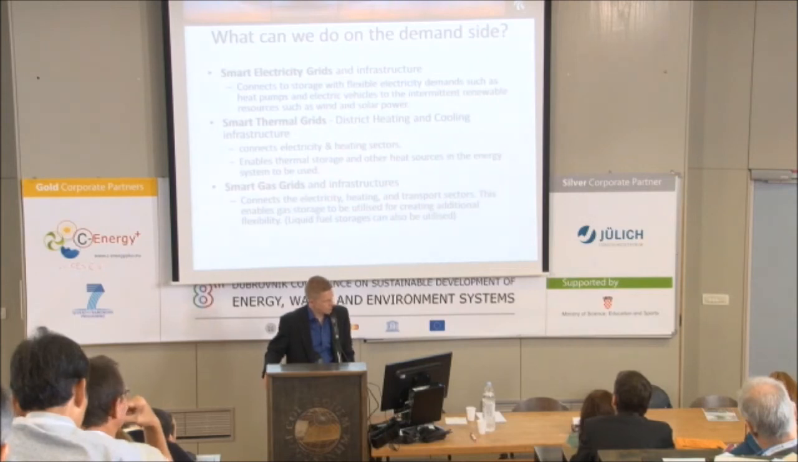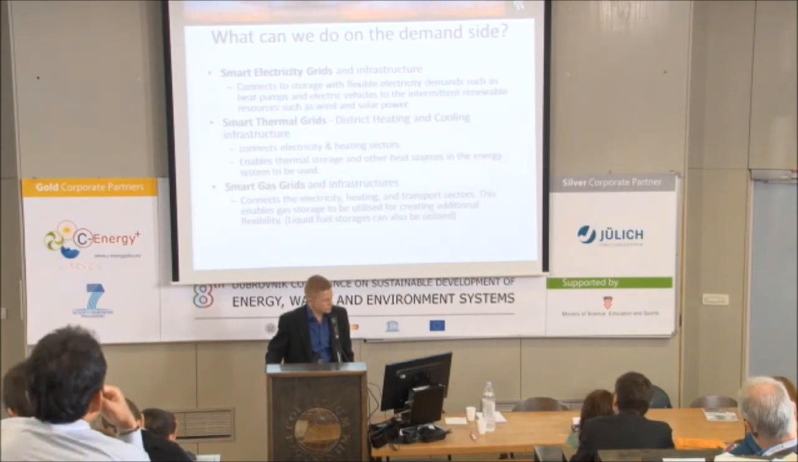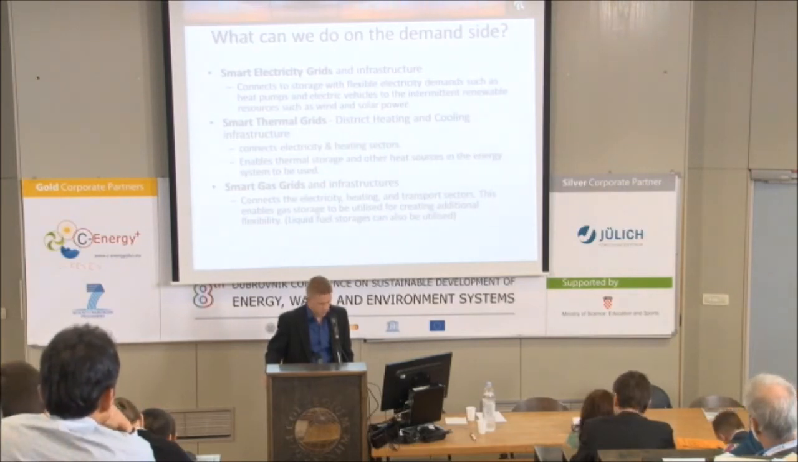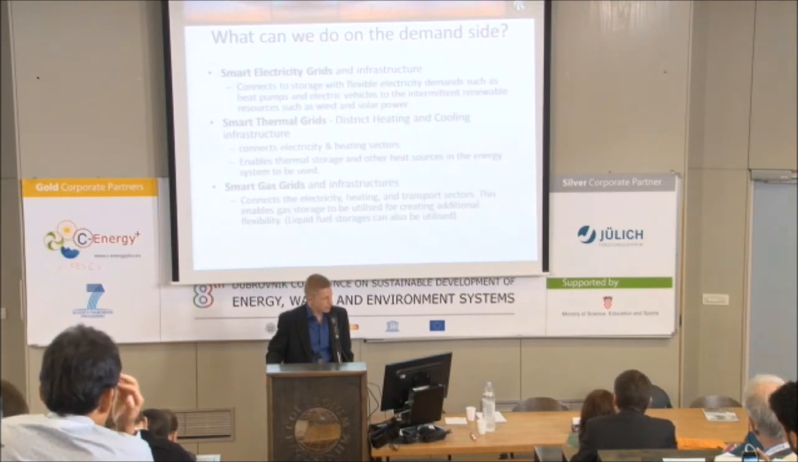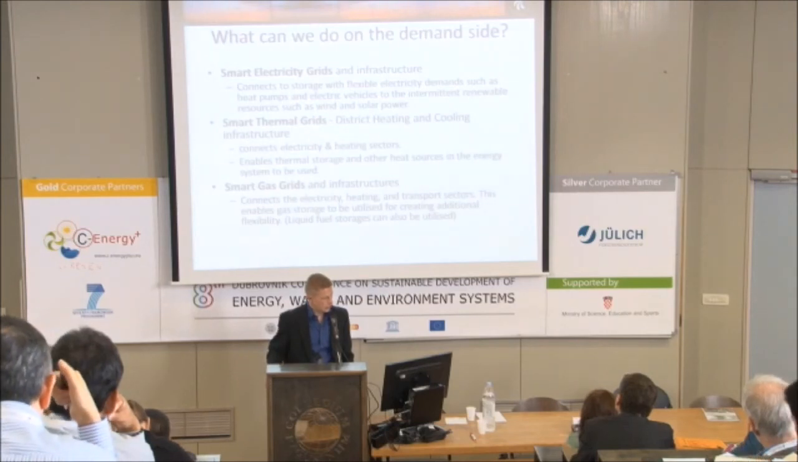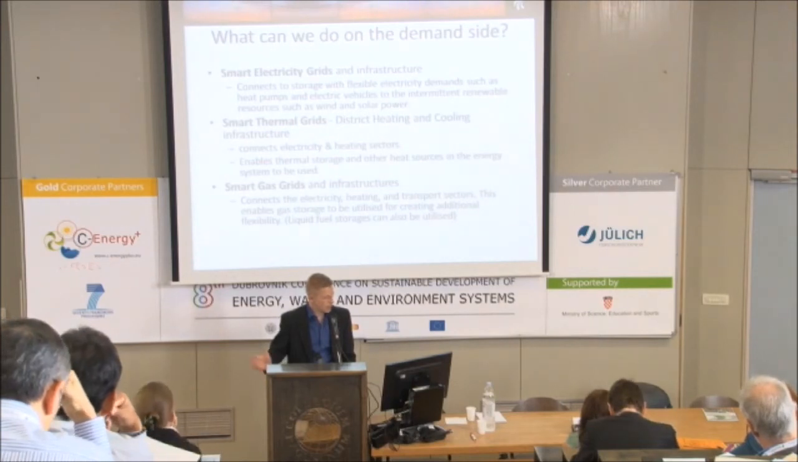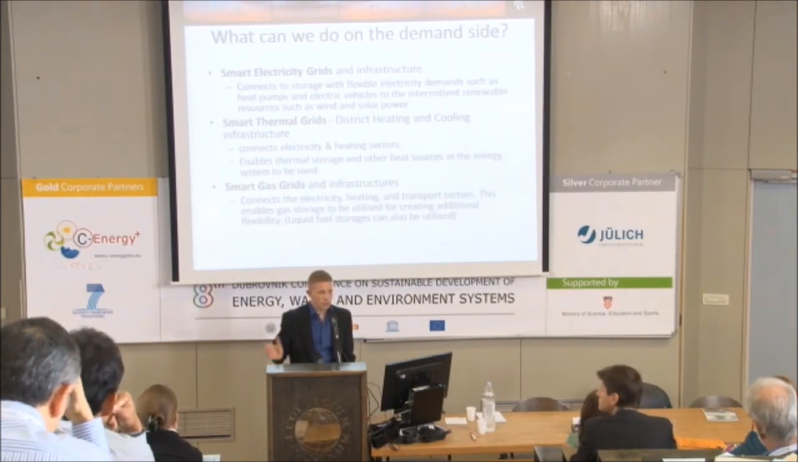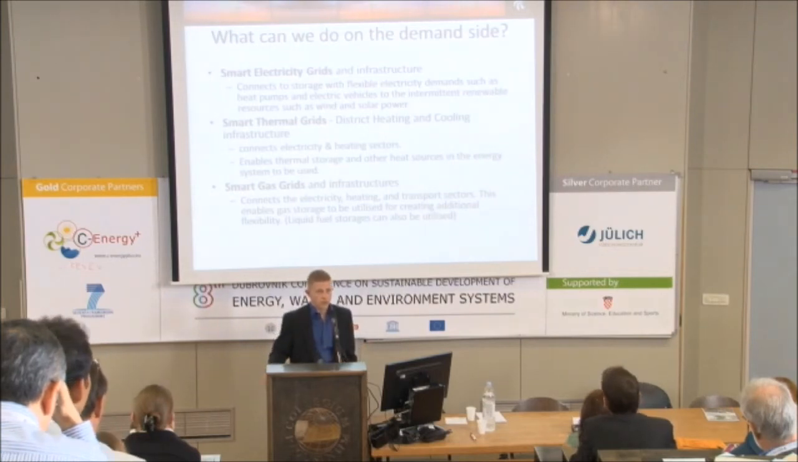So, what can we do on the demand side? Well, you already saw the electricity consumption. But what we can do is we can look at the different grids of such a system. You saw a bit of it in the Sankey diagram. We have smart electricity grids where we are able to combine heat pumps and electric vehicles with the intermittent renewable energy sources. We have the smart thermal grids where we are able to flexibly integrate heat production with thermal storages, also using other sources for the heat supply.